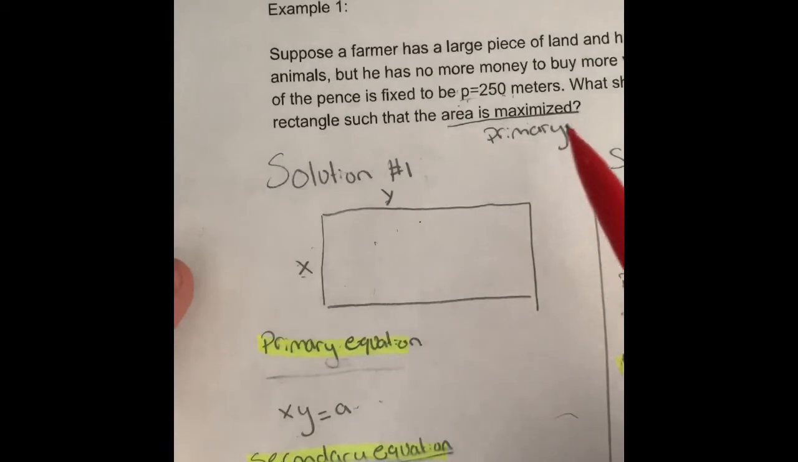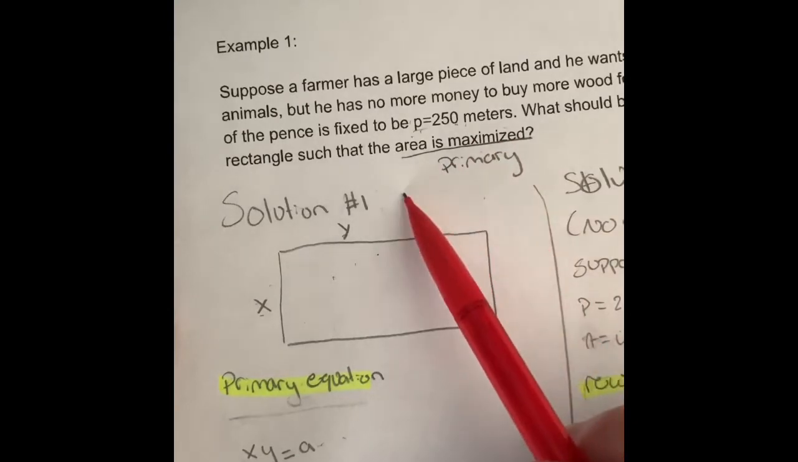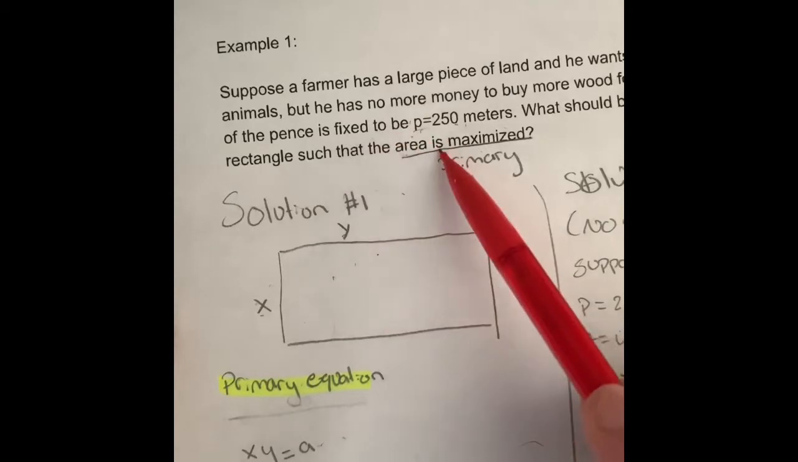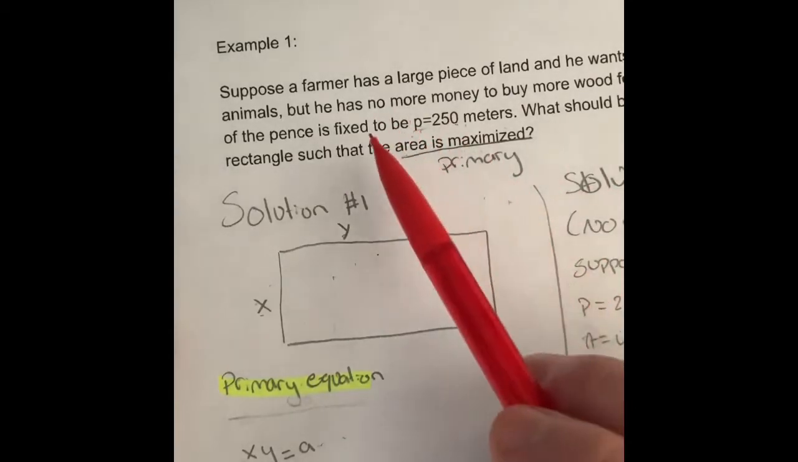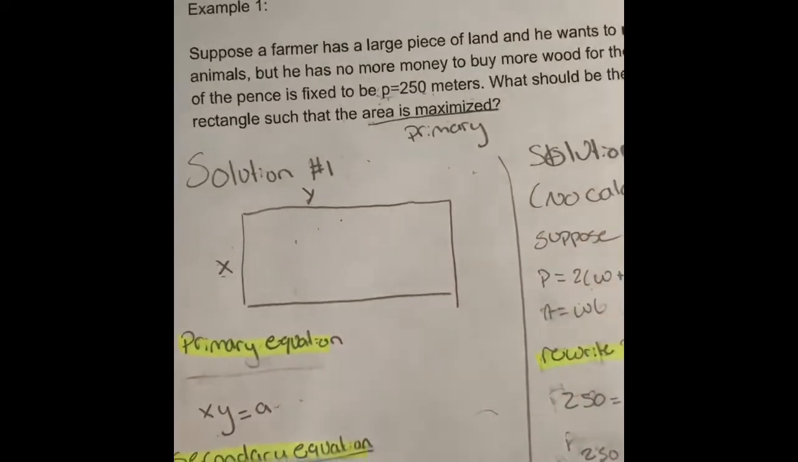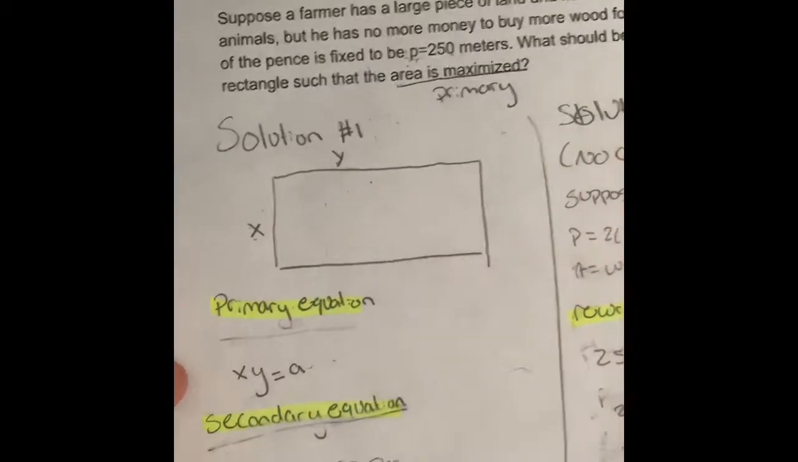So first, let's analyze this question. It's telling us that we want to maximize the area. So in my brain, that's telling me that the area equation for this rectangle would be our primary and our secondary would be our perimeter. So I have two solutions. The first involves calculus, the second one doesn't involve calculus, though they are very similar.